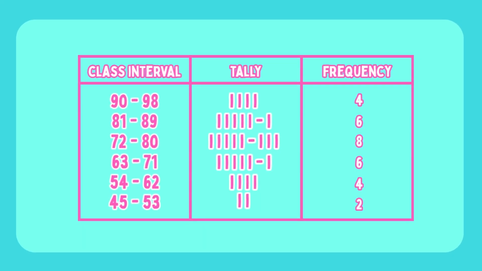In finalizing our frequency distribution table, let's find the summation of frequency to see if our total number of frequency is aligned with our total number of data. So now, let's find the summation of our frequency. We have 4 plus 6 plus 8 plus 6 plus 4 plus 2. We have 30.